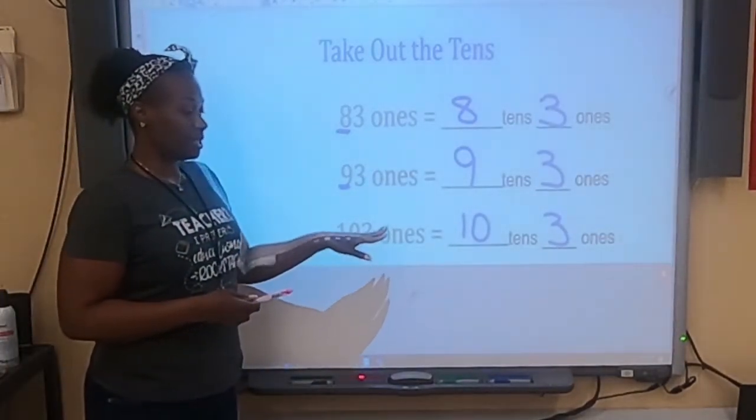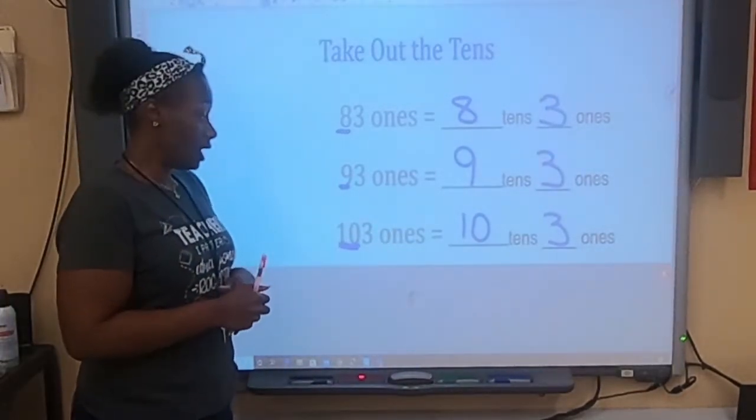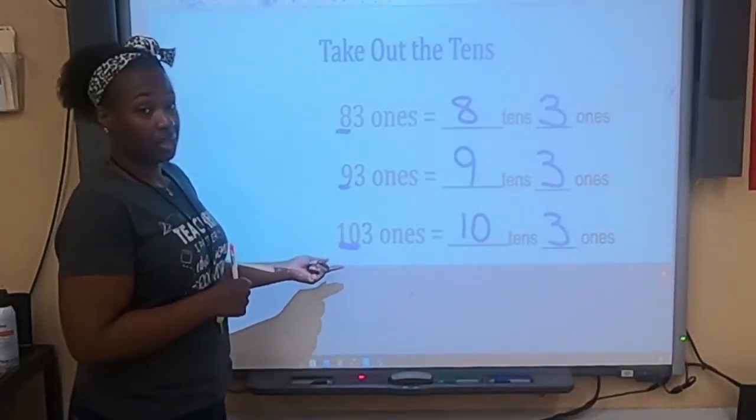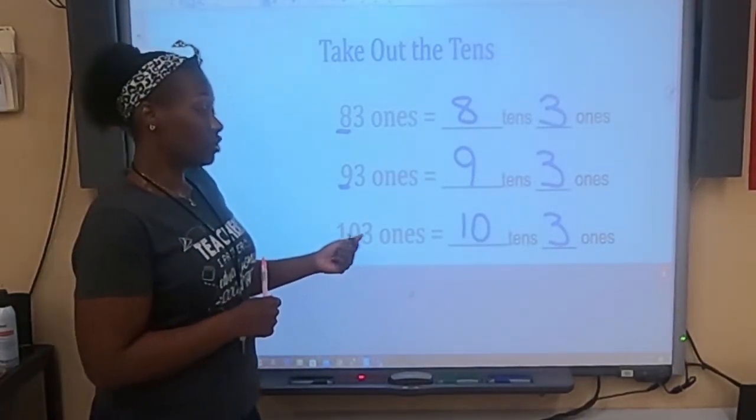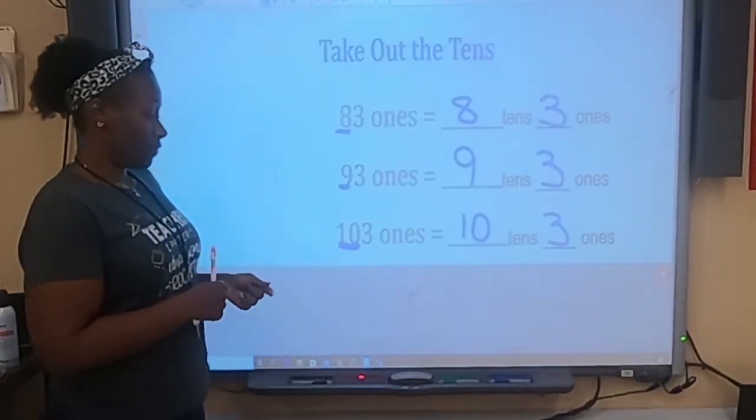103 ones will give me 10 tens and 3 ones. And I can prove that to you if you know how to count money. If I got 10 $10 bills, I have $100. So 10 $10 bills plus 3 $1 bills gives me $103.